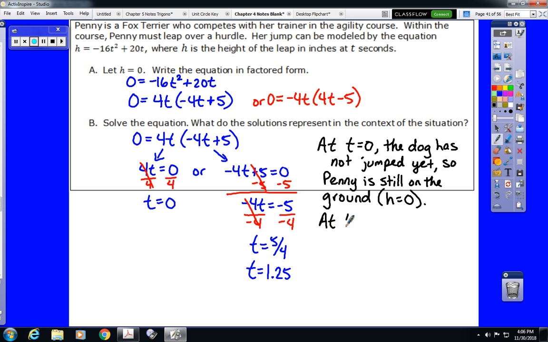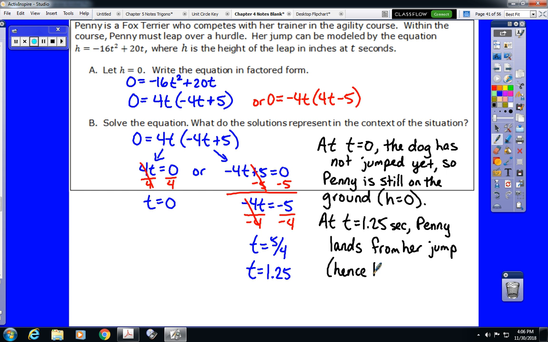What about the other one at 1.25 seconds? Well, at that point, the dog has already jumped, meaning that she is landing. Okay, so she jumps and lands. Those would be the 2 points in time where she's on the ground.